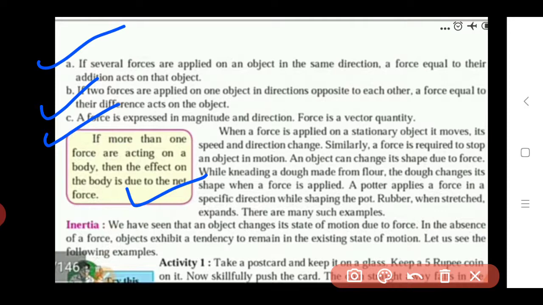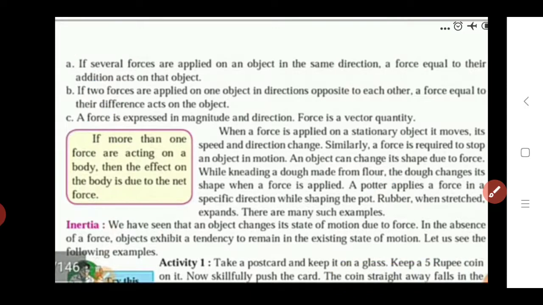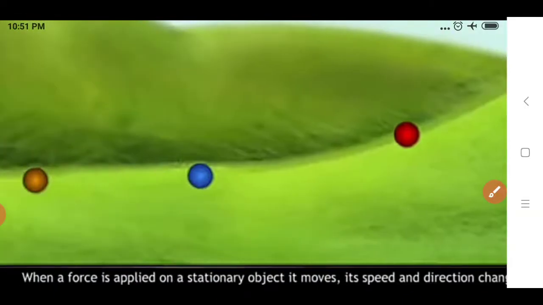Here they give us some examples. A potter applies a force in a specific direction while shaping the pot. Rubber when stretched expands. So there are many such examples. We see such examples with these images. I will again explain all these points with these images.